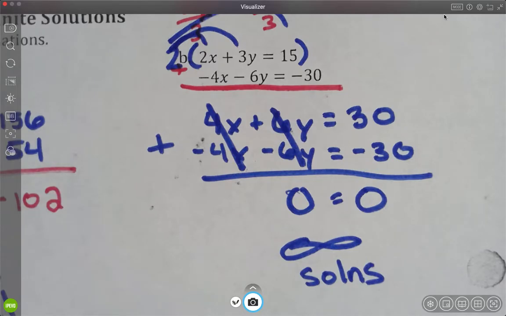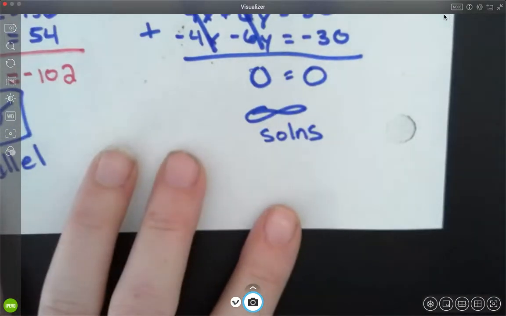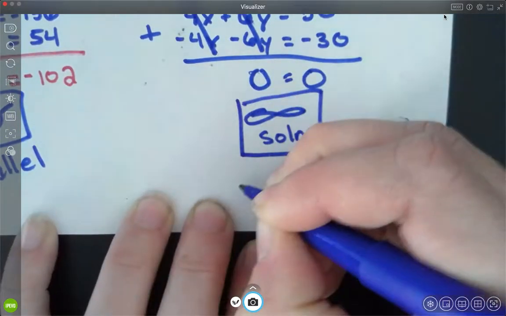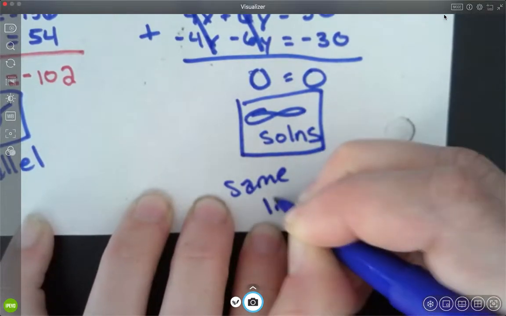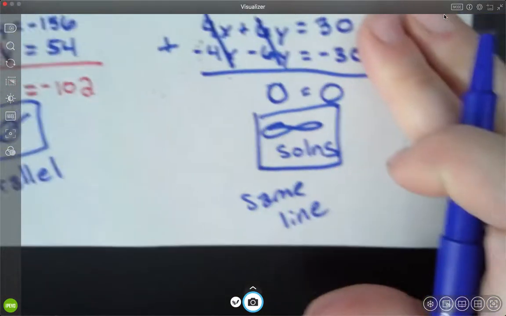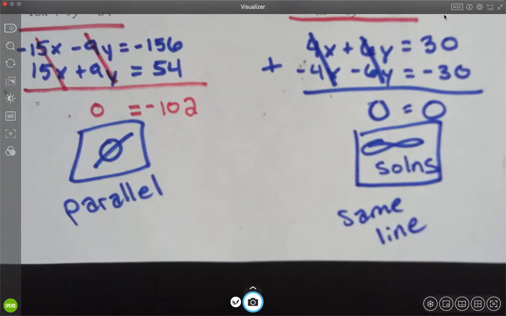If I were to graph these guys, what would they look like? On top of each other. They would be the same line. Does that make sense? So when you have weird things happen, like this or like that, you're either going to have no solutions or infinitely many solutions. So if you have two things that are not making sense, like 0 and negative 102, that's no solutions. When you have 0 and 0, that's infinitely many solutions, okay?